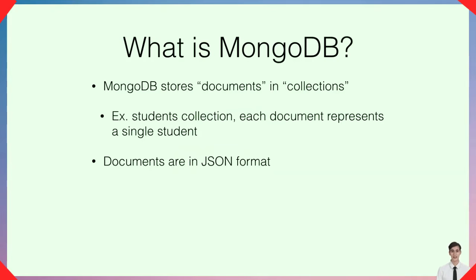MongoDB stores data as documents, and it stores these documents in collections. Suppose that you're building an application for tracking the attendance of students in a classroom. For this application, you may decide to create a collection named students, and each document in this students collection can represent the data for a single student.